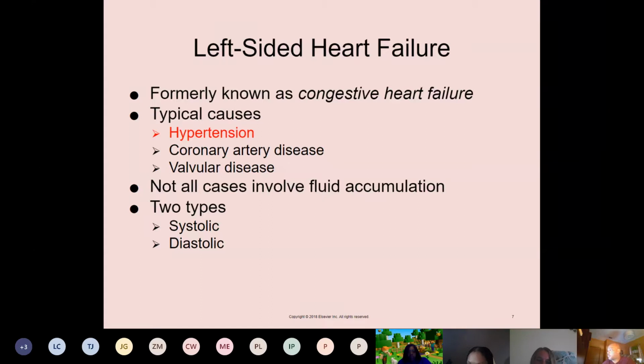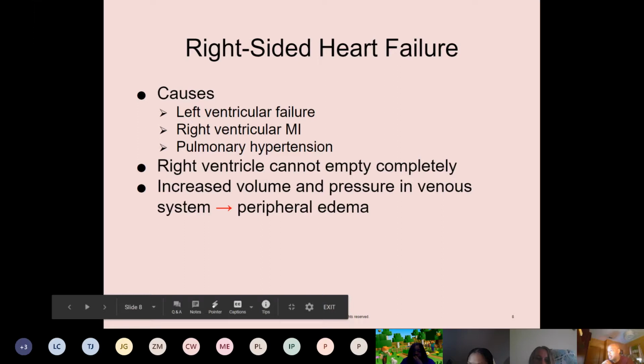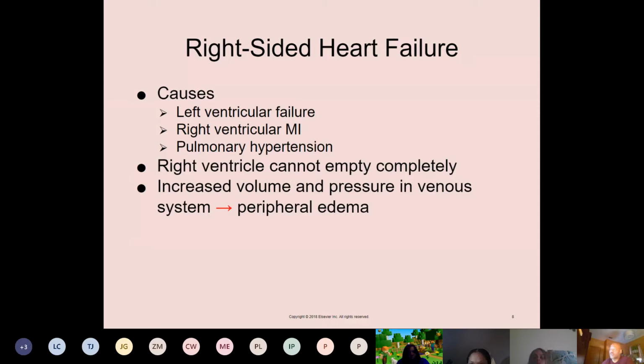So the beautiful thing about it is that we've already discussed this one. The left-sided heart failure we discussed. We also discussed the right-sided heart failure. I told you guys that right-sided heart failure can be caused by the left side failing first, as well as right ventricular MI, as well as pulmonary hypertension. And basically what happens is the right ventricle cannot completely empty, and so the volume increases and the pressure develops in the venous system.